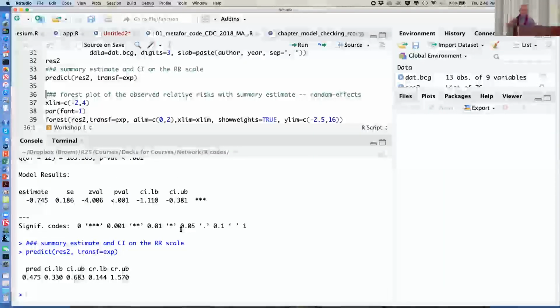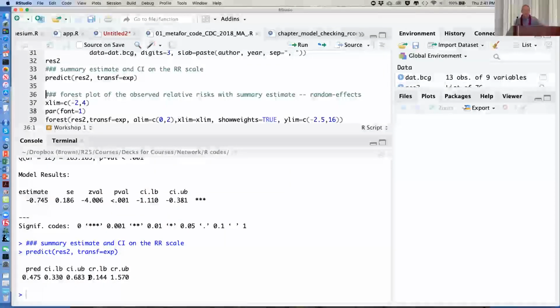So we're going to transform these back to the odds ratio scale using the exponential transformation, since this was on the log odds scale. And so this minus 0.745 corresponds to an odds ratio of 0.475. And here's our confidence interval. This is the interval for the estimated mean, and this is the prediction interval. So in other words, the odds ratio here is 0.475, and the confidence limits on that are 0.33 to 0.68.